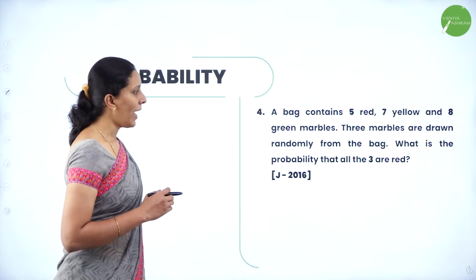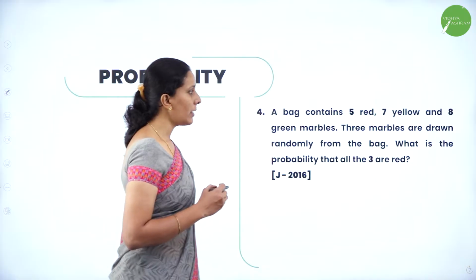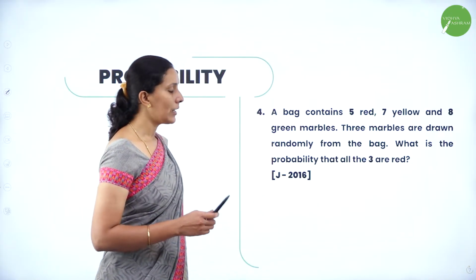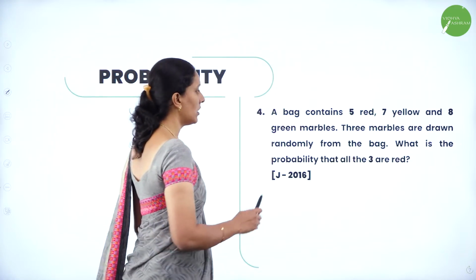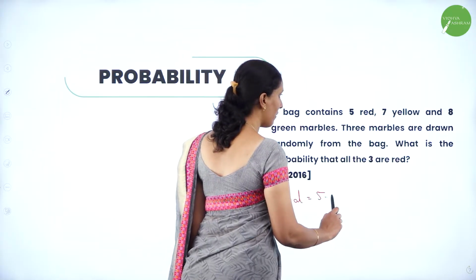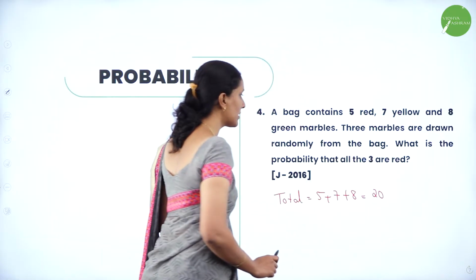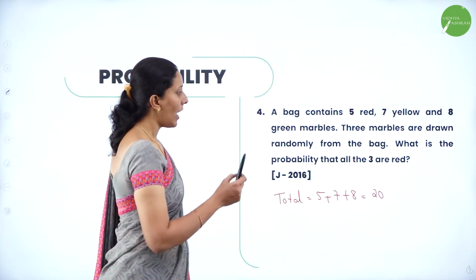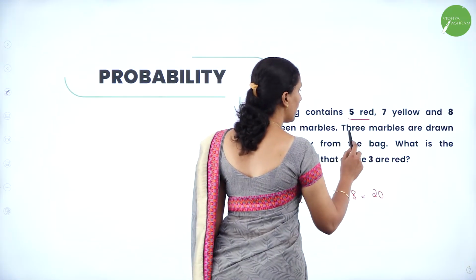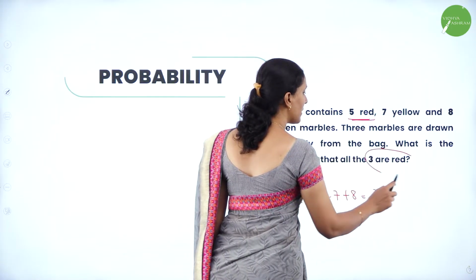Next. A bag contains 5 red, 7 yellow and 8 green marbles. 3 marbles are drawn randomly from the bag. What is the probability that all the 3 are red here? So, let's check the total number of marbles here, that is 5 plus 7 plus 8. So, we have 20 marbles inside the bag, and I am choosing only 3 marbles. So, how many red marbles do we have? We have 5 red marbles. Out of 5 red marbles, all the 3 must be red.